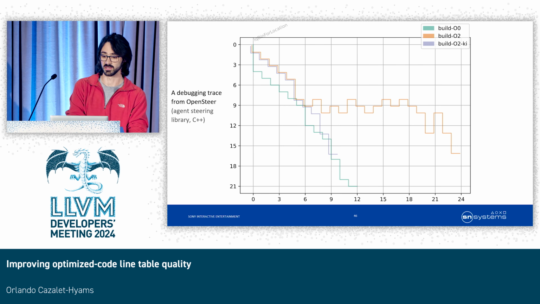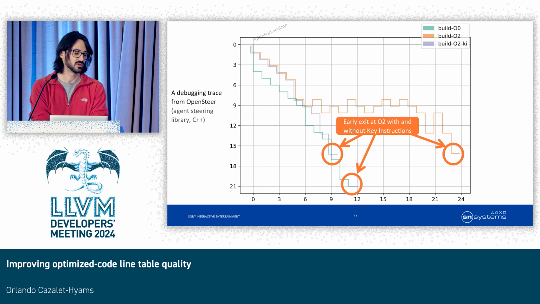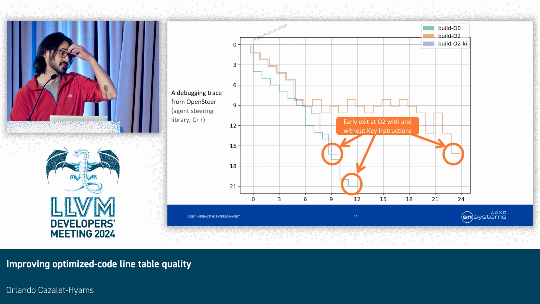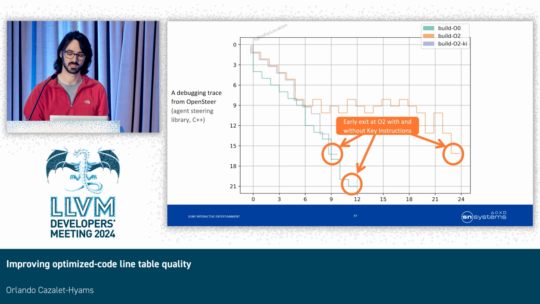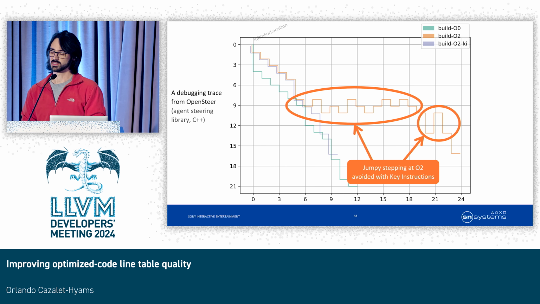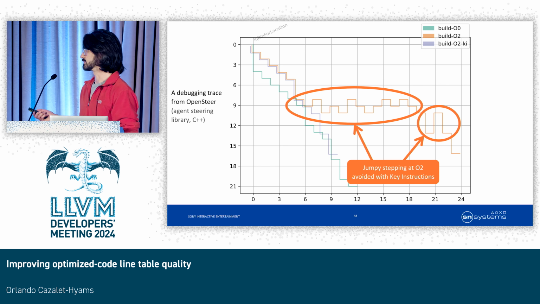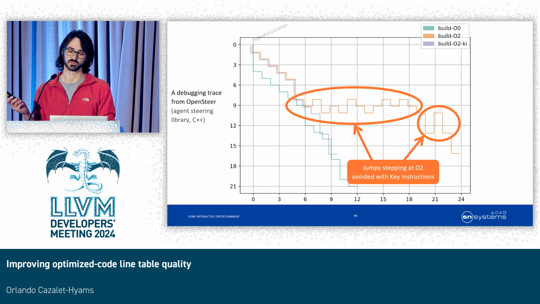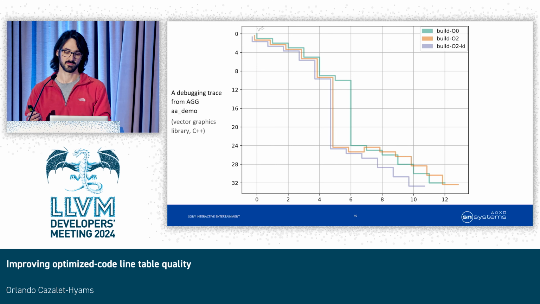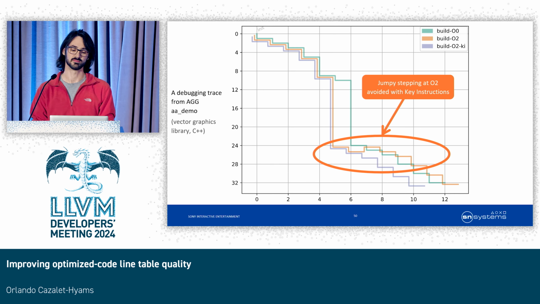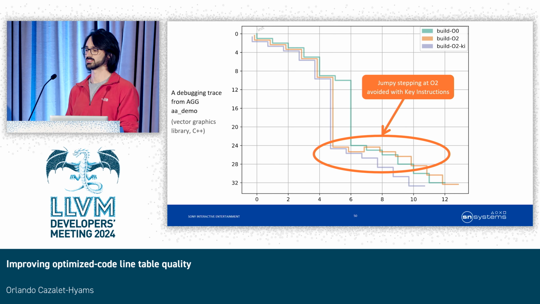Here's a function that gets inlined when you turn on optimizations in OpenSteer. Similar to the previous example, there's some steps missing at both O2 and O2 when you enable key instructions. It's not terribly interesting. And again, what is interesting for this project is there's loads of jumping back and forth at O2, and as soon as you turn on key instructions, that all goes away. Here's another simple example. We have some jumpy back and forth at O2, and it, surprise, goes away when you turn on key instructions.